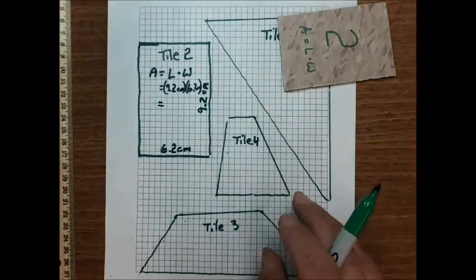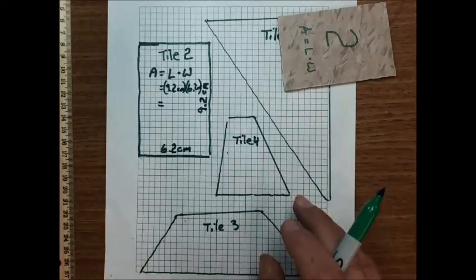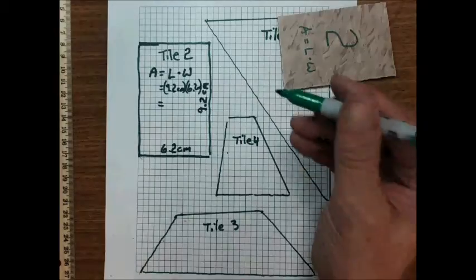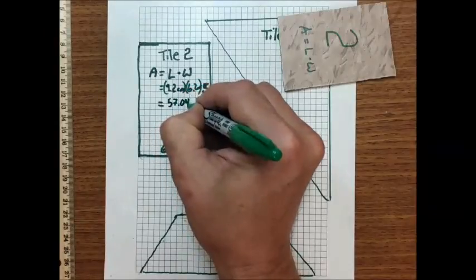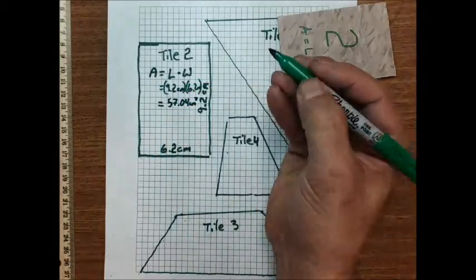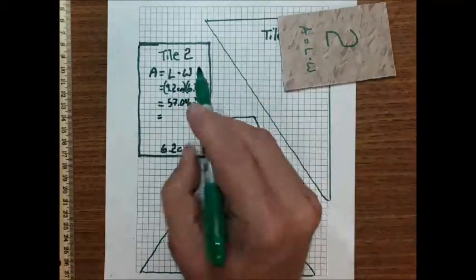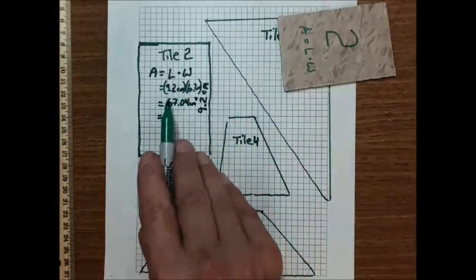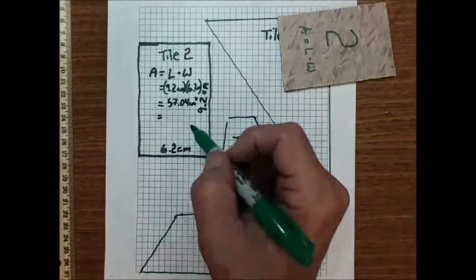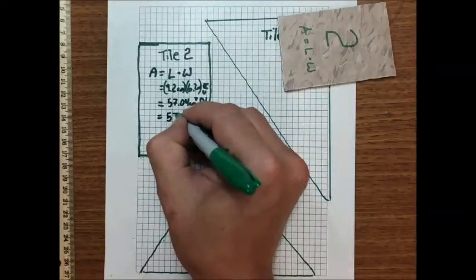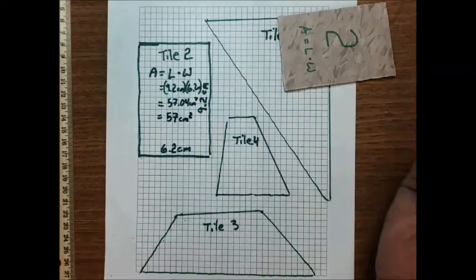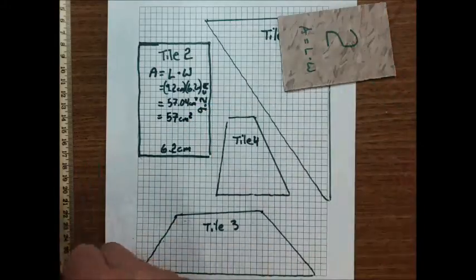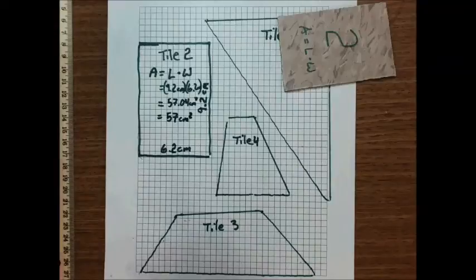And I need a calculator for this part. I get 57.04 centimeters squared. Okay. Now I only have 2 significant figures here in each of my measurements, so I'm going to round this to just 57 centimeters squared. I might keep one extra digit, but right now I'm not going to do that.